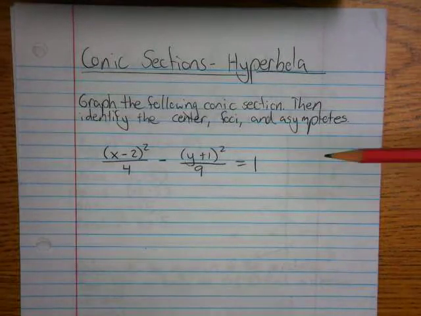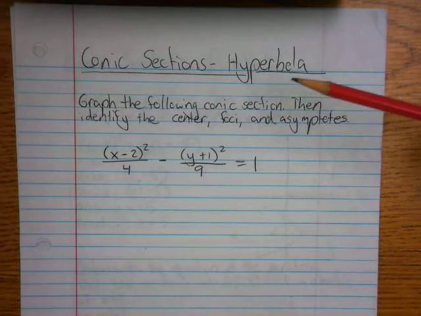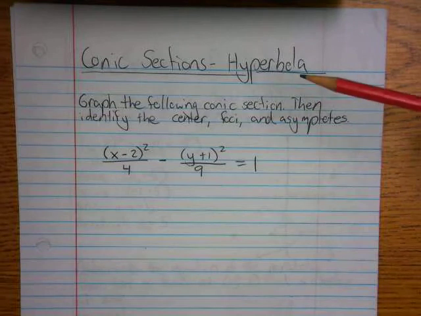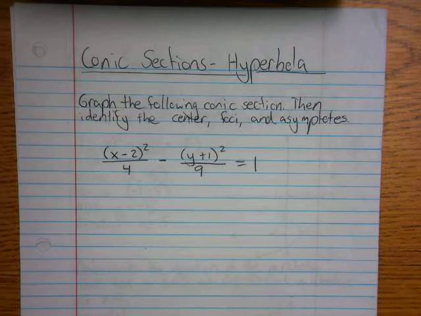Alright y'all, so in this video I'm going to talk about the conic section of hyperbola. Just as a reminder, the definition of a hyperbola is the locus of points in a plane such that the absolute value of the difference of the distance from two points that we call the foci is constant.